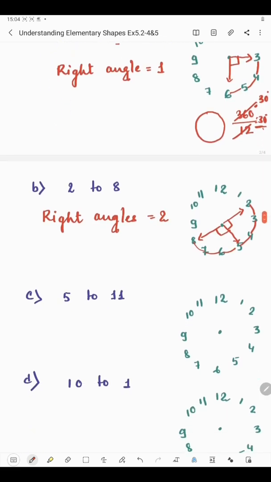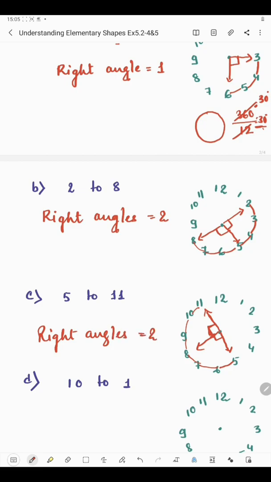Now coming to C part, in the C part we have 5 to 11. So our hand is at 5 and it moves from 5 to 11. Again let us count the number of parts. From 5 to 6 is 1, 6 to 7 is 1 and 7 to 8 is 1. So 5 to 8 means 90 degrees. Again 8 to 9 is 1, 9 to 10 is 1 and 10 to 11 is 1. So 3 parts makes 90 degrees. So 8 to 11 is 90 degrees. So here we can see that we have got 2 right angles. So we'll write 2 right angles.